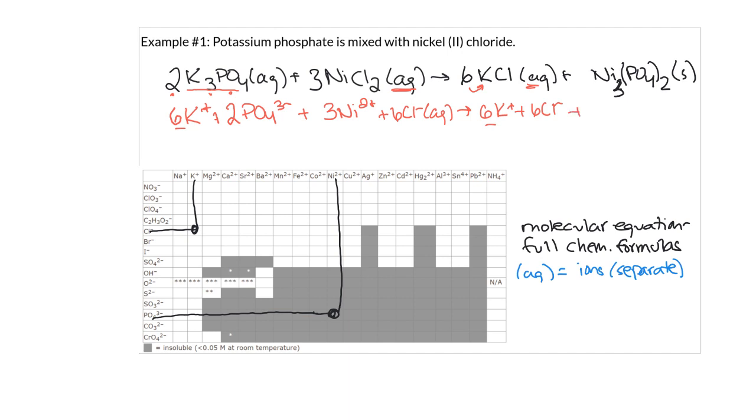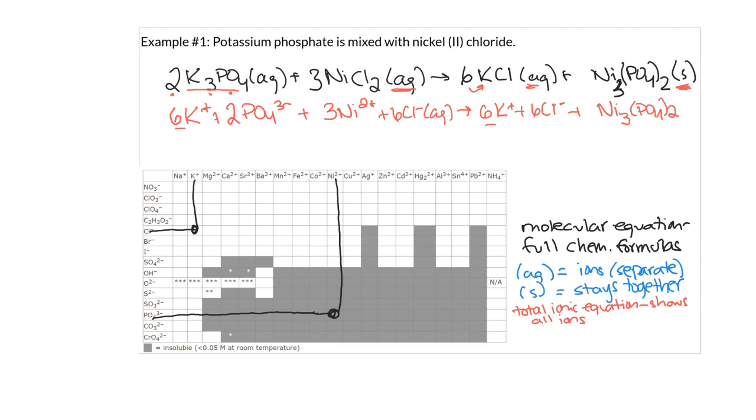And then nickel(II) phosphate is a different thing. It stays as a solid. You don't break up solids. So just remind, solid equals stays together. What I've written in red above is now called the total ionic equation. It shows all ions. But you might notice that the reaction that we wrote, and let's separate that to just make it look a little bit more like the charge actually belongs there.